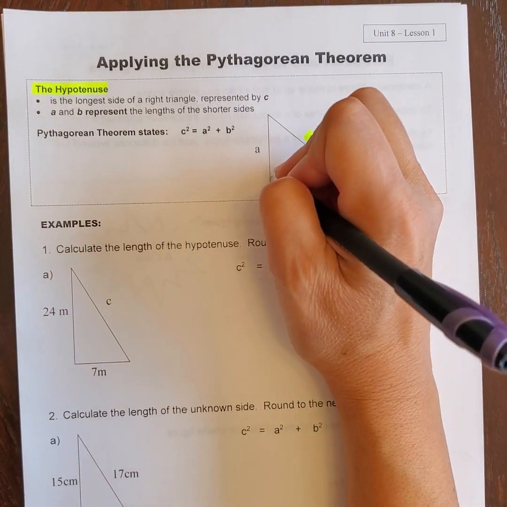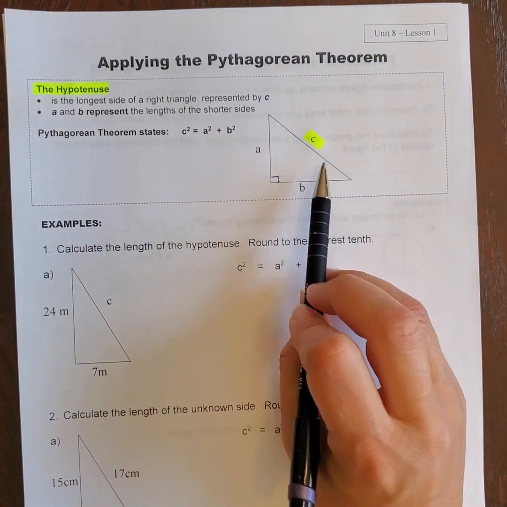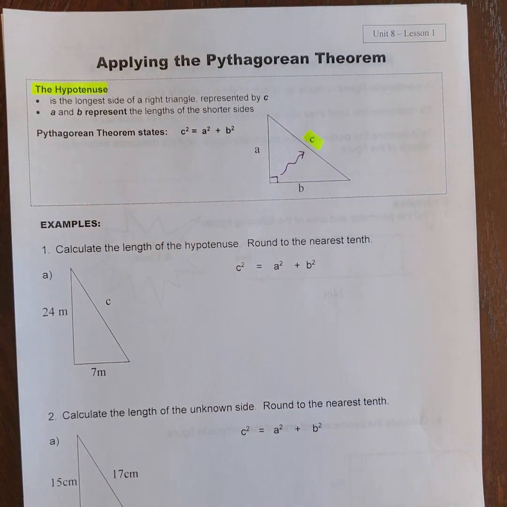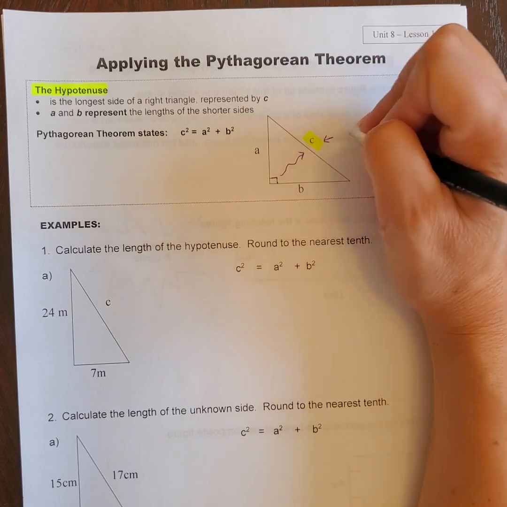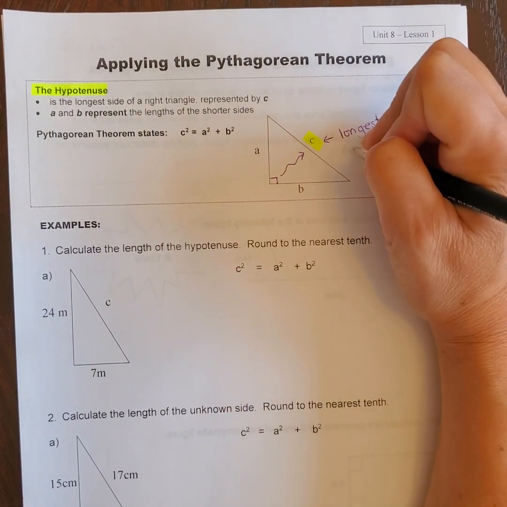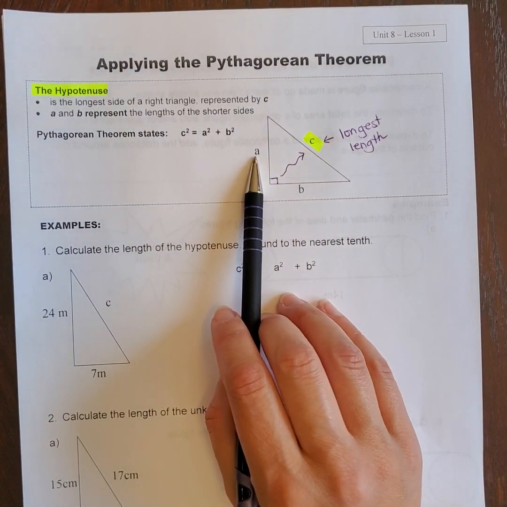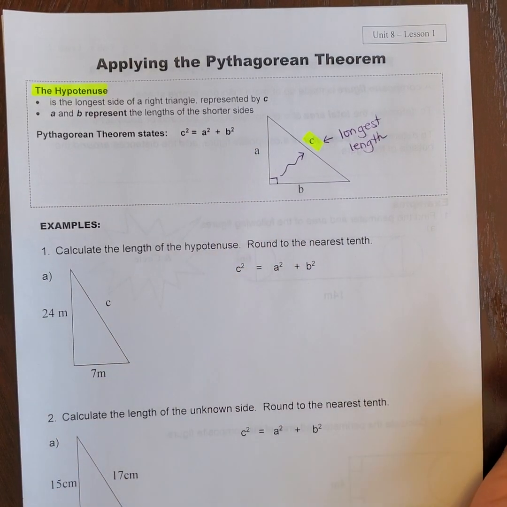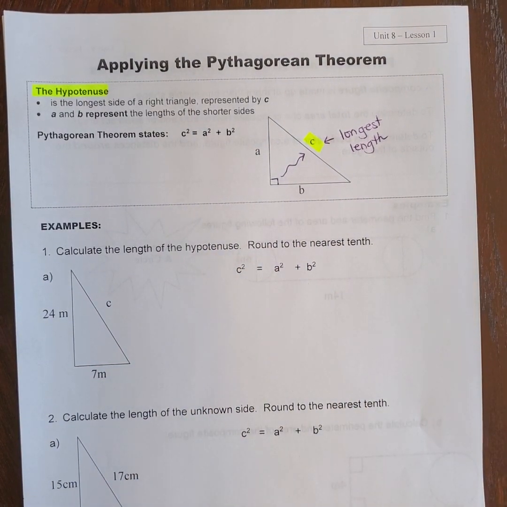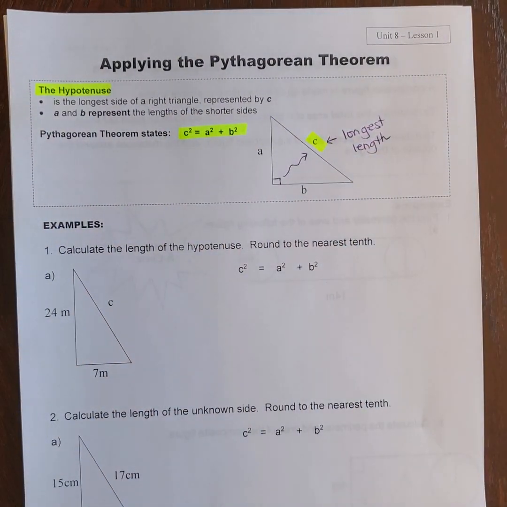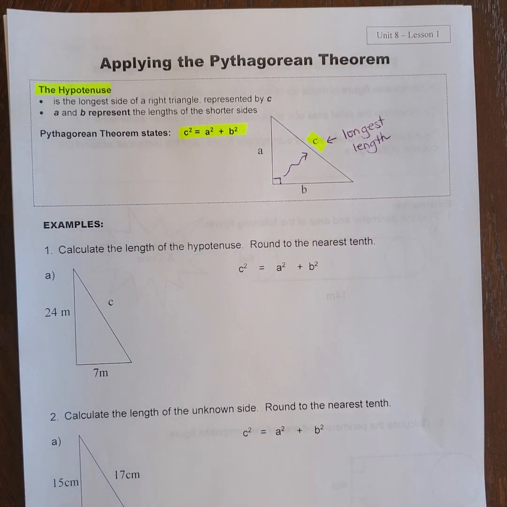So if you see this symbol, then you know it's a right angle triangle. The hypotenuse is the side that is opposite of the right angle, and this side is always the longest length. So when you're calculating the length of the hypotenuse, it should be a bigger number than the other two sides. The theorem states that c squared is equal to a squared plus b squared. This is the formula right here, where c squared is the hypotenuse and a and b are the other two sides. So let's use the theorem to find the length of the hypotenuse.